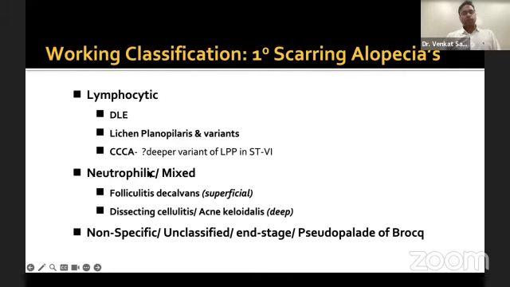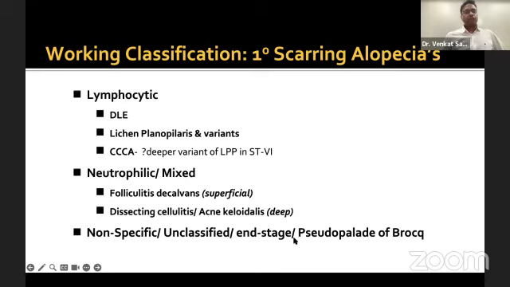Then you have neutrophilic or mixed alopecias, and some people club both of these together because though clinically both are different, histologically one cannot always differentiate between them. If you're seeing neutrophilic scarring alopecia in the superficial dermis, then think about folliculitis decalvans. If you're seeing it in the deep dermis, think about dissecting cellulitis or acne keloidalis. Of course, both can be differentiated clinically as well as histologically based on the keloid formation.